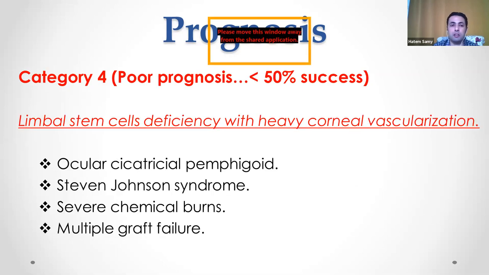Category 4 is a very poor prognosis, less than 50%, in case of limbal stem cell deficiency, ocular cicatricial pemphigoid, Stevens-Johnson syndrome, severe chemical burn, and multiple graft failure. And I think this category goes to keratoprosthesis, not penetrating keratoplasty. Thank you.